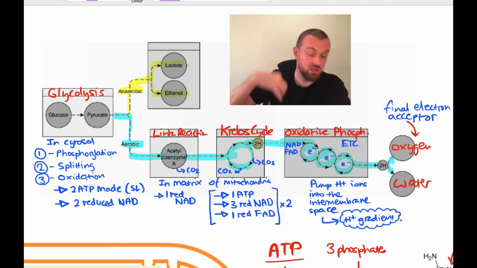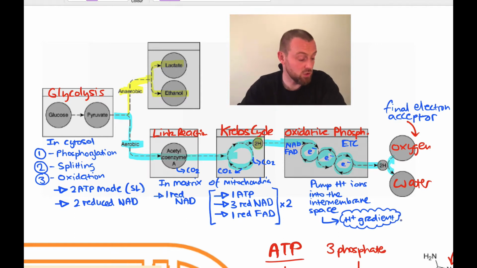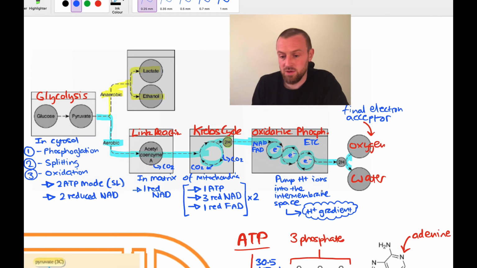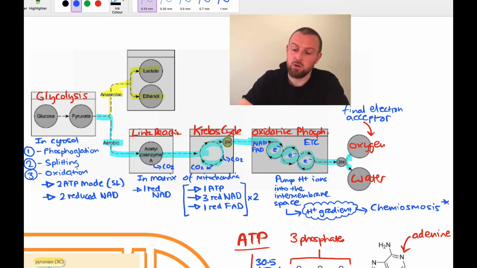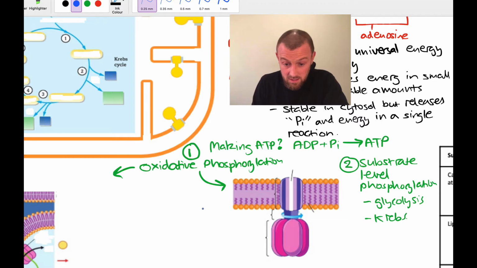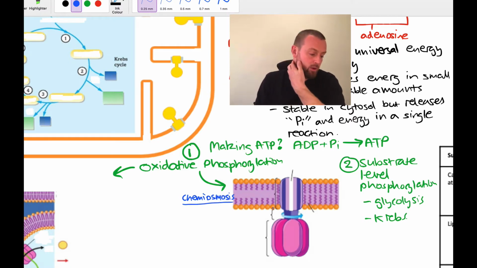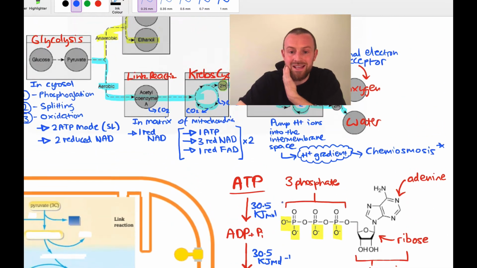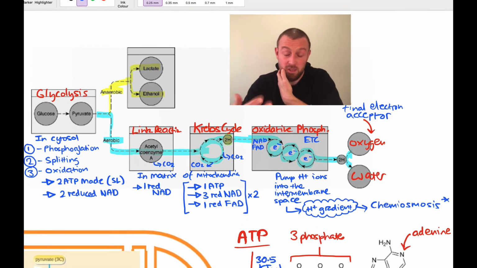And it's this H+ gradient that can be used to spin the ATP synthase molecule in something called chemiosmosis. Okay, so I'll put that again. It's a keyword, chemiosmosis. And I'll just do a little star there because that is all about this. Okay, this is chemiosmosis here. Down here. So we'll get to that later. We'll show you that process later. Okay, so that's the overview of respiration.